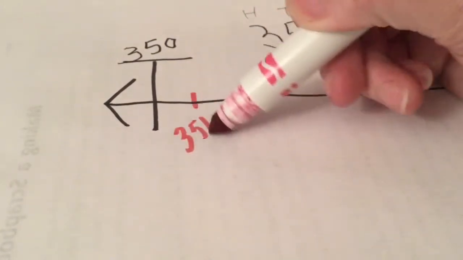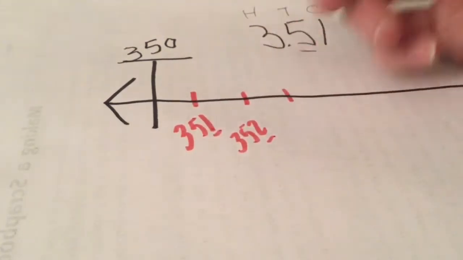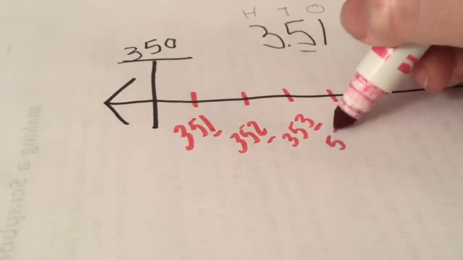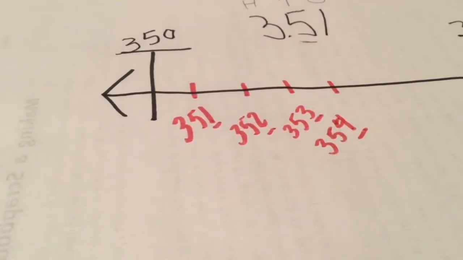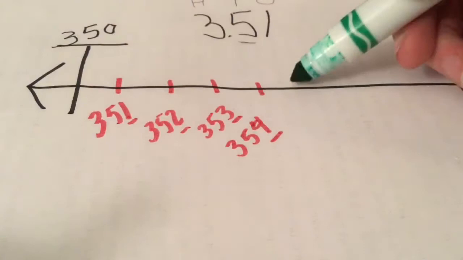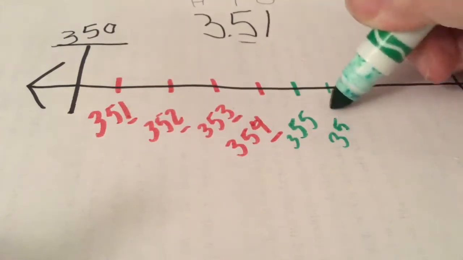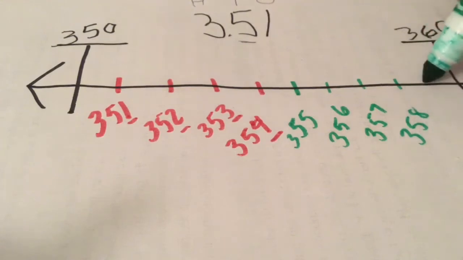Okay, but let's see. 351, 352. 0 through 4, the line stays the same. So I'm going to go all the way to 354 in red. And now the rest of the numbers up to 360 are green. 355, 356, 357, 358, and 359, and then we would get to 360.